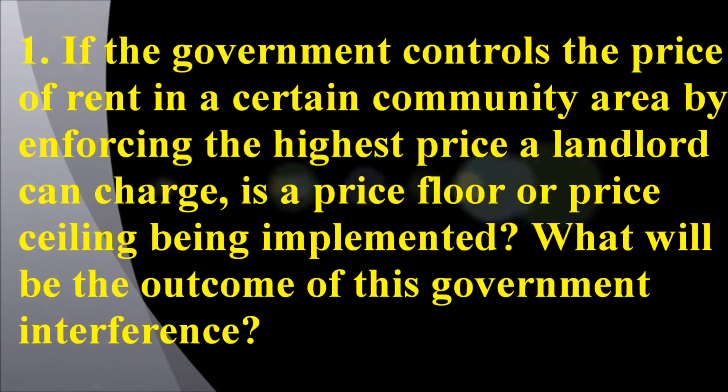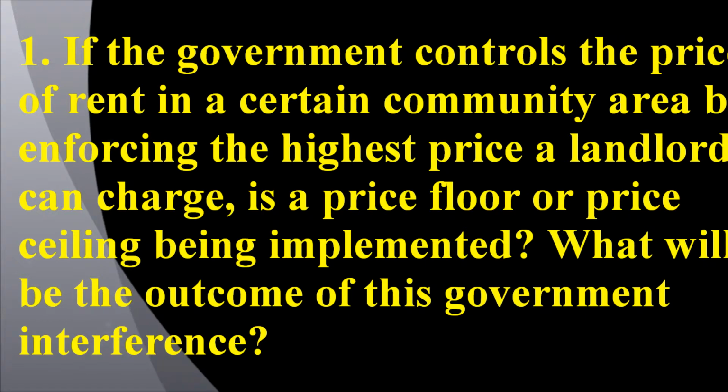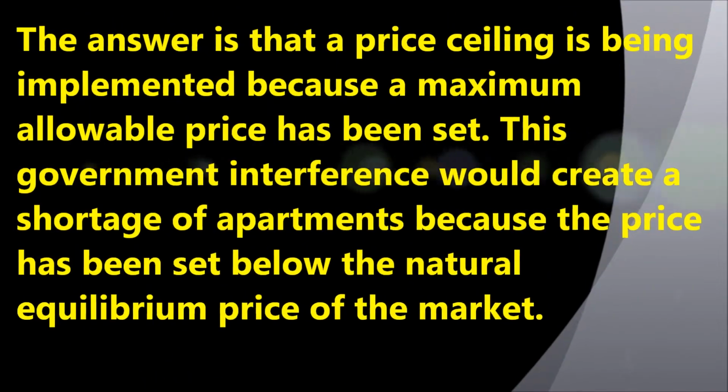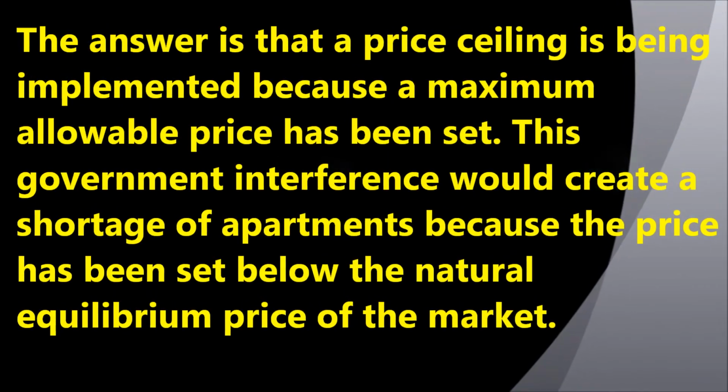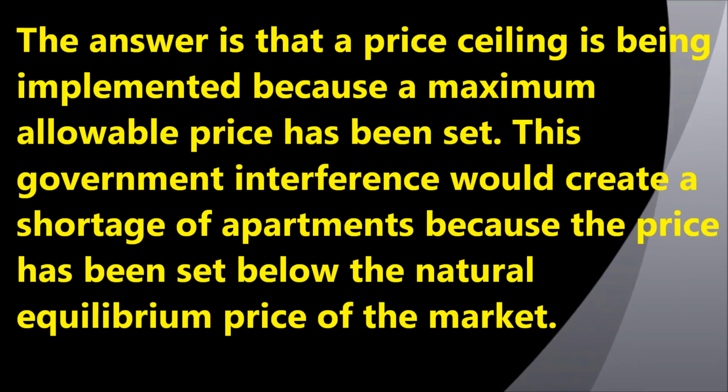Time for the next concept question. If the government controls the price of rent in a certain community area by enforcing the highest price a landlord can charge, is a price floor or price ceiling being implemented? What will be the outcome of this government interference? The answer is that a price ceiling is being implemented because a maximum allowable price has been set. This government interference would create a shortage of apartments because the price has been set below the natural equilibrium price of the market.